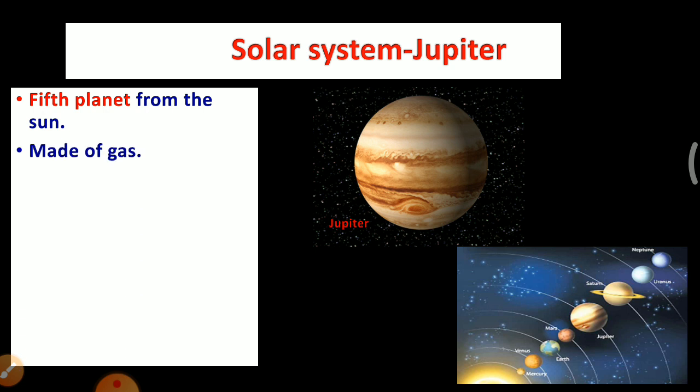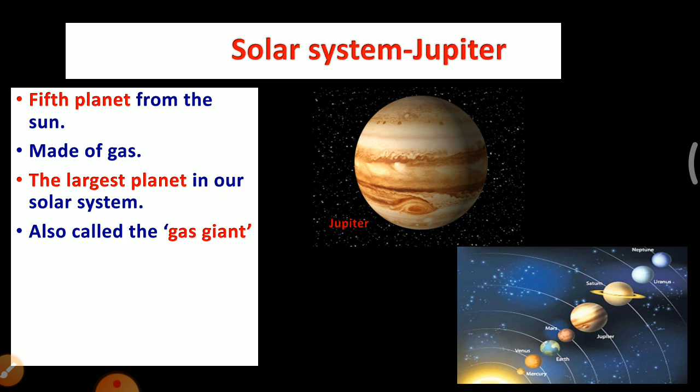Made of gas. Just as the Sun is made up of gases, Jupiter is also made of gas. It is the largest planet in our solar system. Look at this diagram. Among all other planets, Jupiter is the largest planet in the solar system.